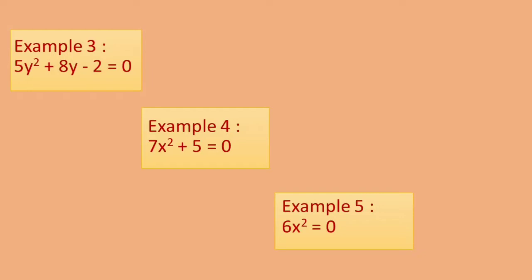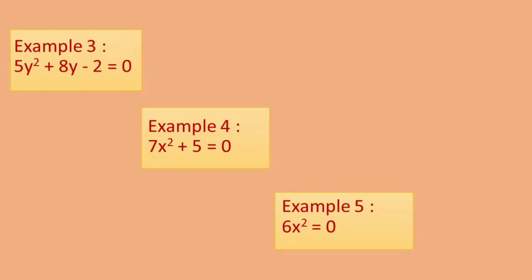Now let's move on to example 5. Here it is written 6x squared equals 0. As you can see, a equals 6, b equals 0, c equals 0. Because we don't have an x term, we also don't have any constant term over here. So it is 6x squared equals 0, which implies that in this equation a equals 6.